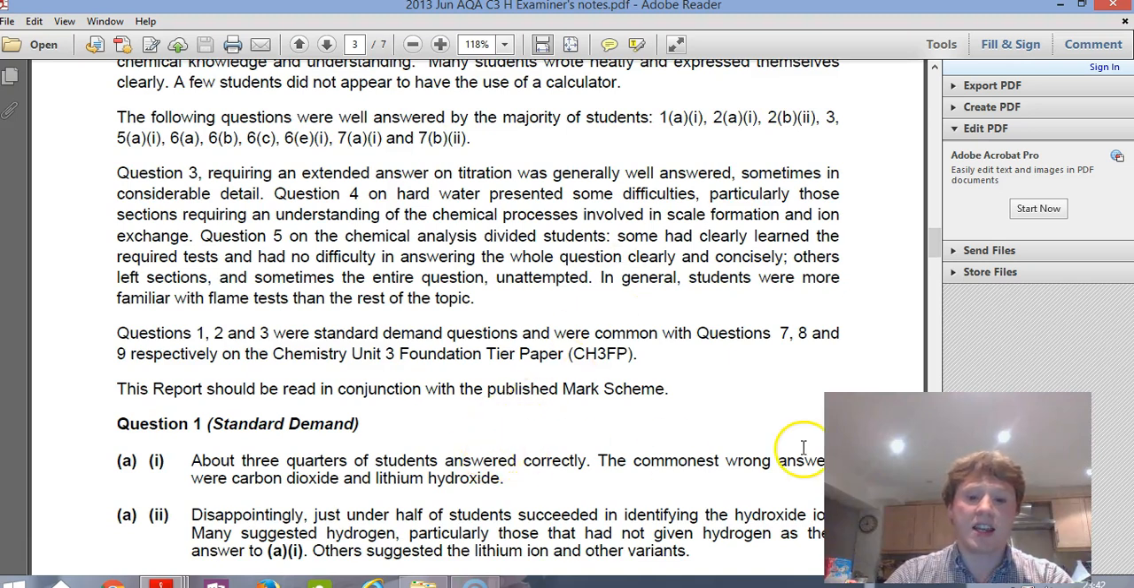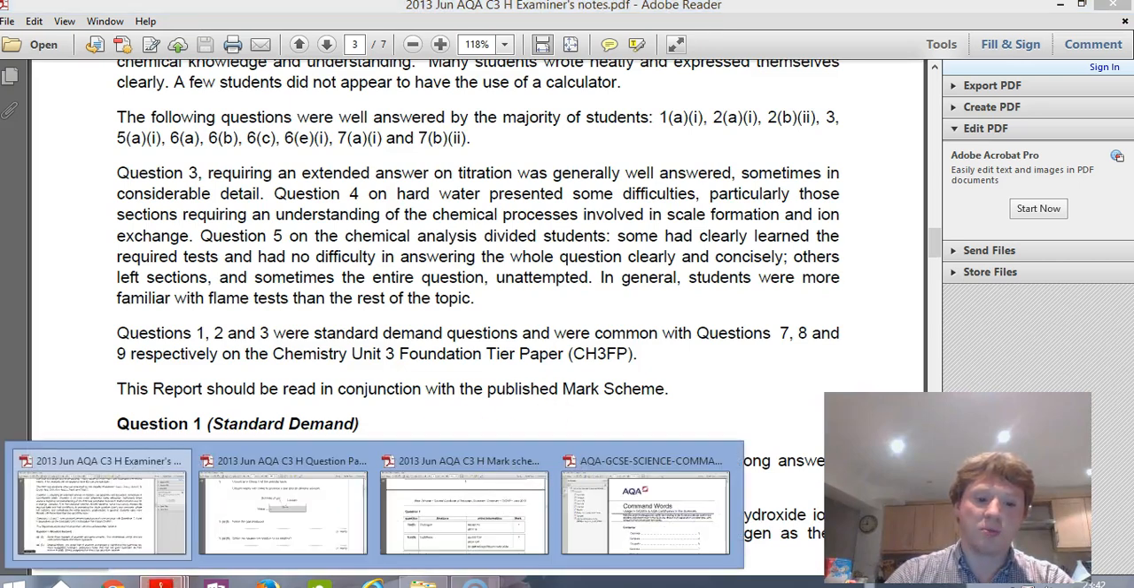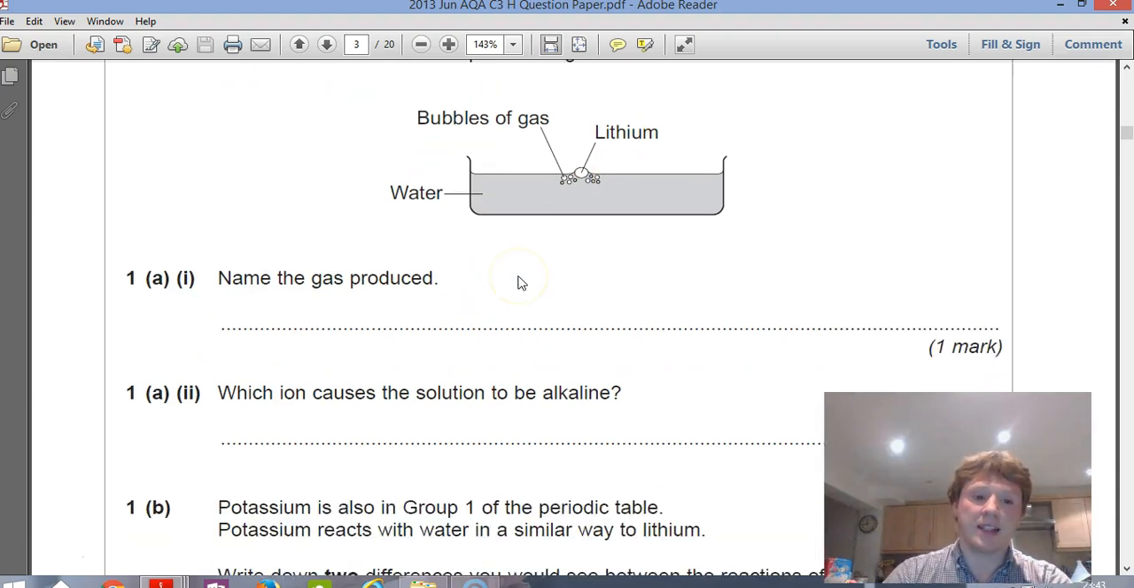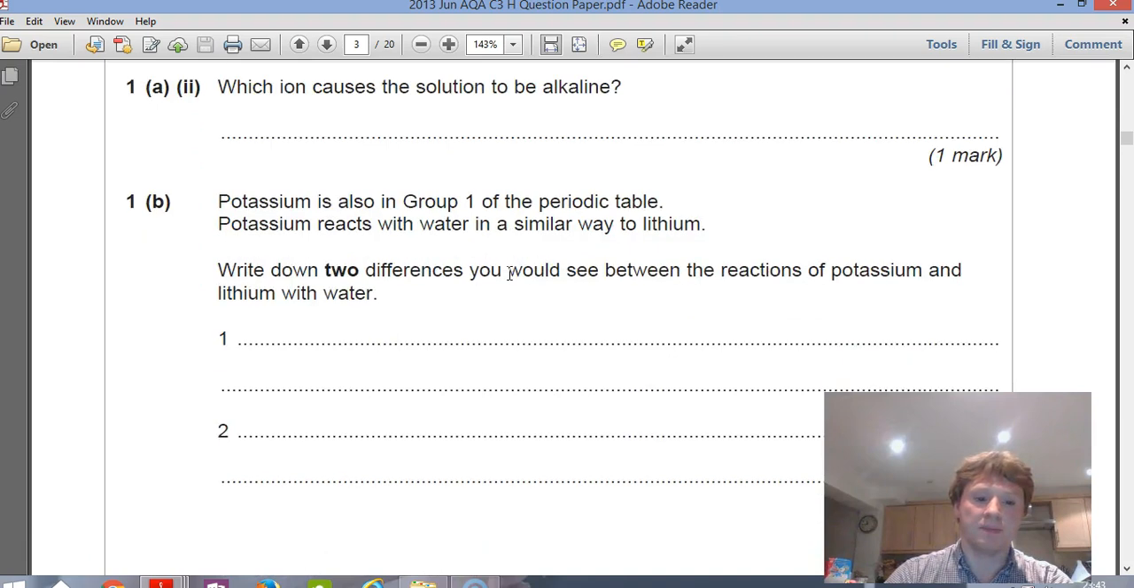3/4 answered that correctly. The commonest wrong answer was carbon dioxide, because that is usually the answer to a question about a gas, and lithium hydroxide, which is the other product of this reaction, but that's not a gas. Only under half the students identified the hydroxide ion, and it suggested hydrogen, because hydrogen's produced, but that's not the ion that makes things alkaline. So there we go. The hydroxide ion is more of a C2 question, but it is relevant to this bit here.